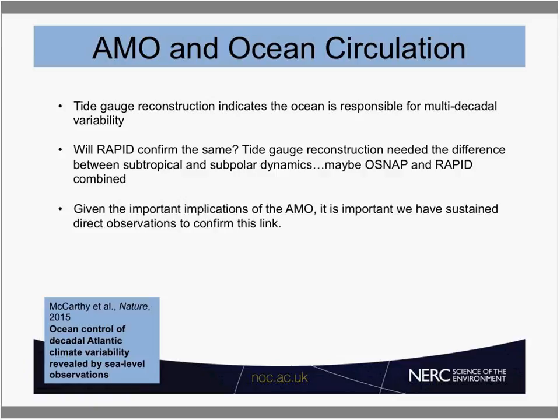Interestingly, the tide gauge reconstruction needed the difference between the subtropical and subpolar. So maybe we'll need an OSNAP and a RAPID, or some subpolar measurement of circulation combined with the RAPID measurements, to really understand these changes that are important for these multi-decadal variations. And I think the important implication for the AMO is that we need sustained direct observations to confirm this link.